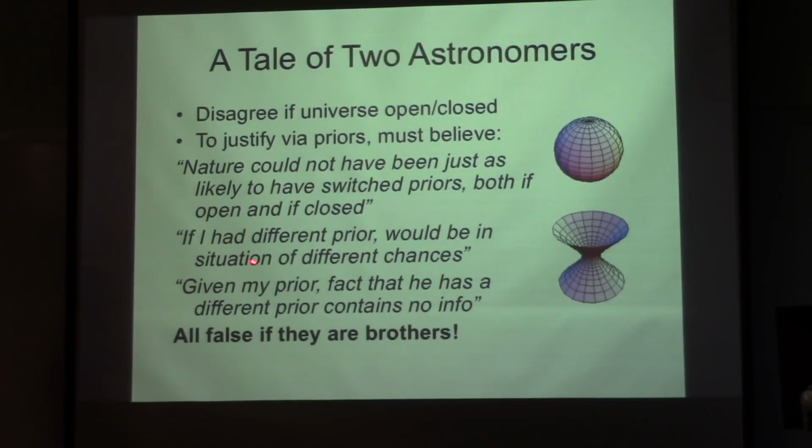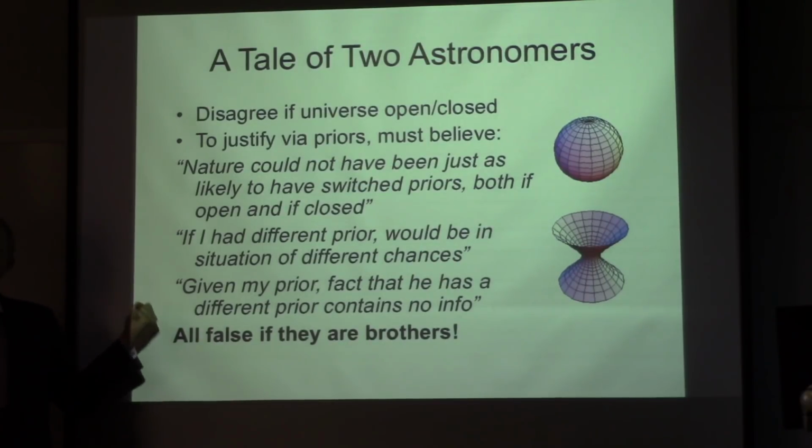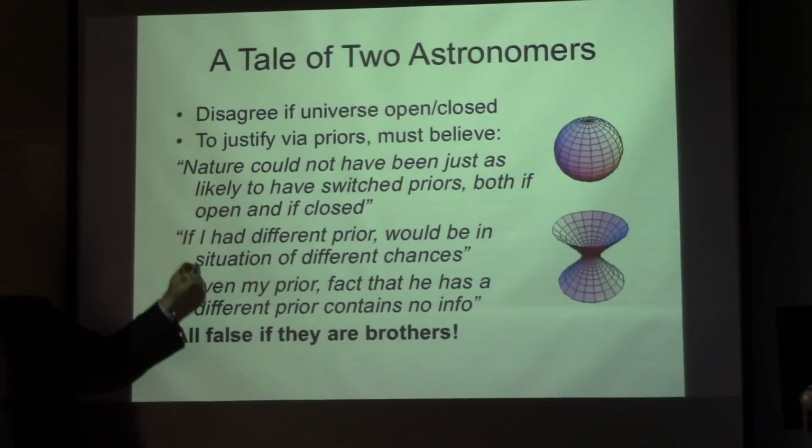And of course, if I had had a different prior, then it would have been in the situation where the chances of these things were different, but given my prior, the fact that he has a different prior says nothing useful about anything. There's another way of restating this. Again, say the usual, if these were encoded in DNA according to the usual genetic rules, these would just be false. These are just not at all plausible ways that you could produce different genetic patterns based on the universe being open and closed.